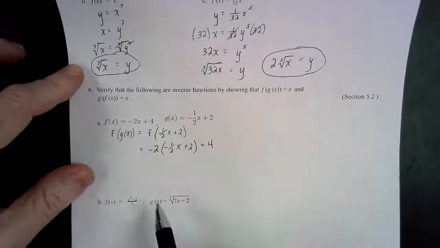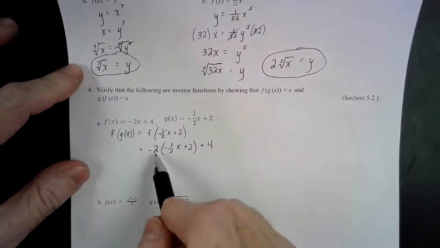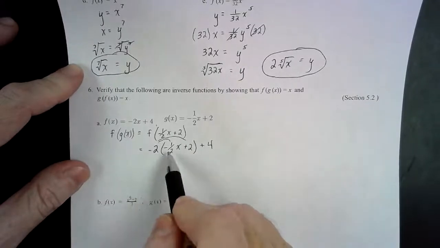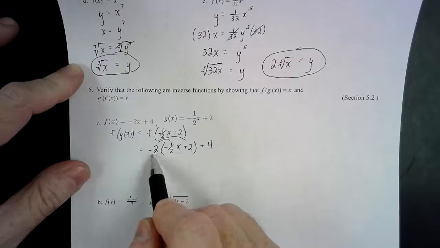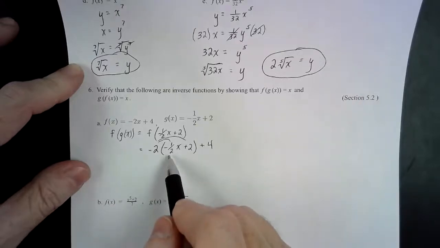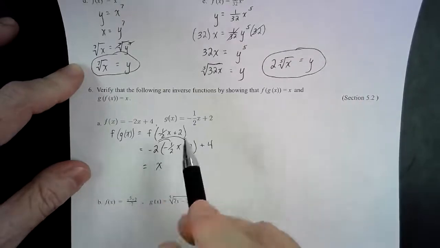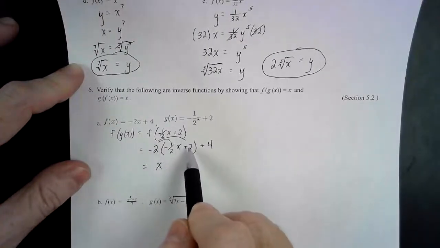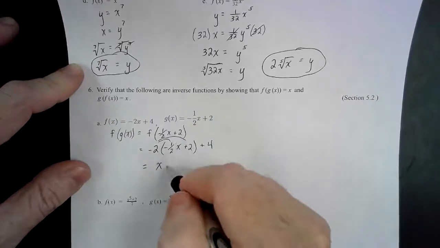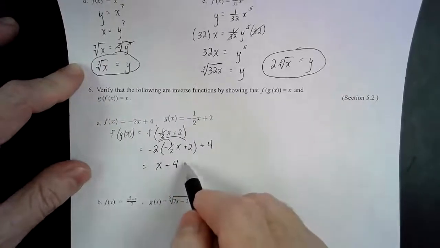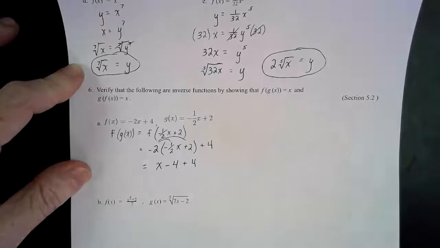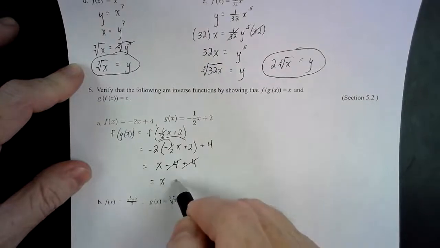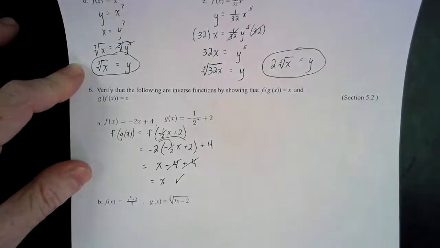And here's probably where I saw the most mistakes on the homework, is this number has to get distributed into both. Now these cancel, so I think that's what the confusion was. Negative 2 times negative half is 1, so you just have 1x, but it does not cancel out for over here. You have to still remultiply it by this part. So negative 2 times 2 is negative 4, and then you have a plus 4 on the outside. So obviously the minus 4 and plus 4 cancel, leaving you with x. So we verified f of g of x.